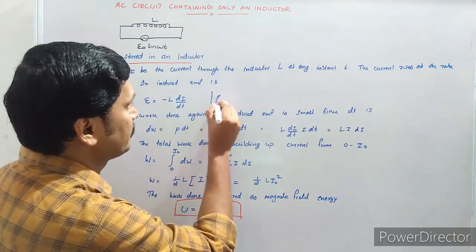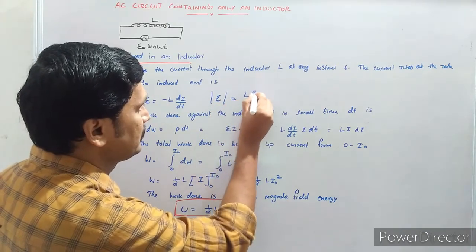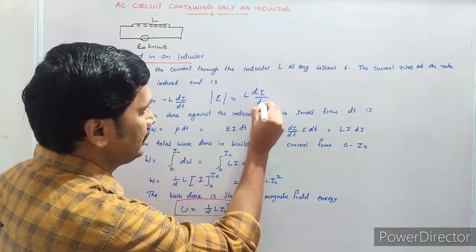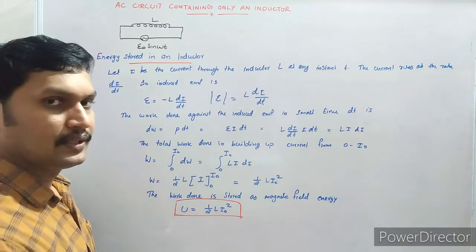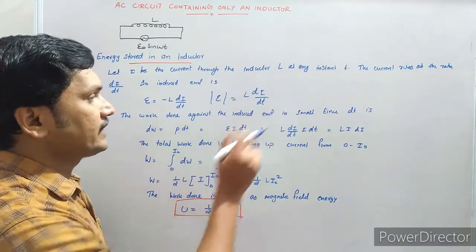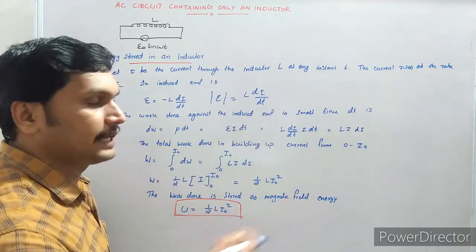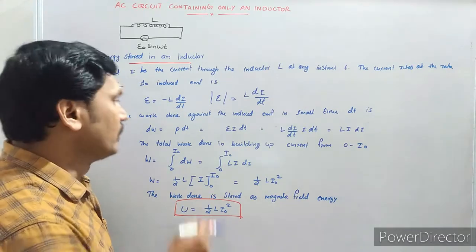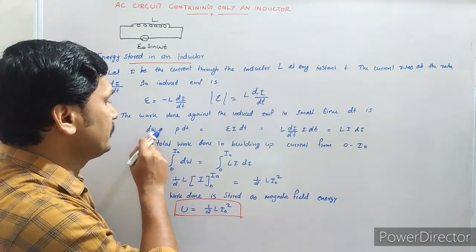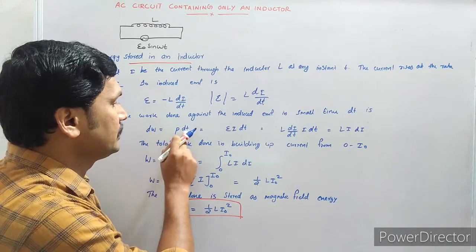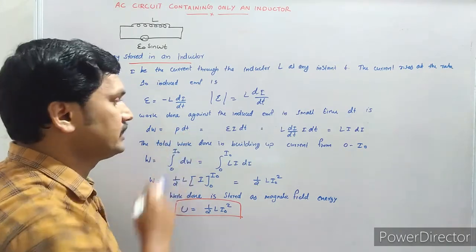The magnitude of induced EMF we can write as L into di by dt. So the work done against this induced EMF in a small time dt, the work done by the source, can be written as dW is equal to power into dt, instantaneous power into dt.